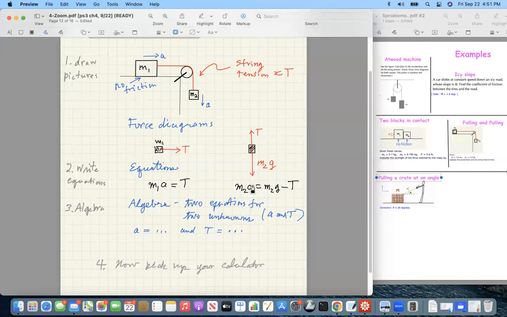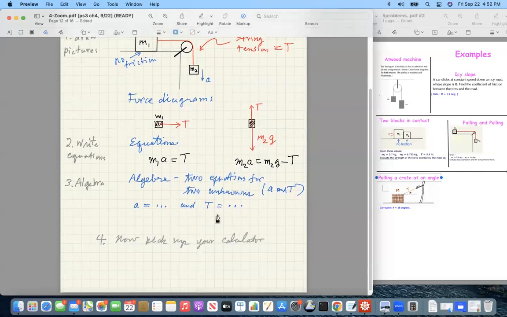So again, we have two equations for two unknowns. If we're told what the masses are, then the unknowns are A and T. So you can solve those two equations. Combining them, you'll be able to calculate A and T. And now you need your calculator because you're going to have expressions here. This expression will have to be evaluated for the numbers you know, namely the masses. And for that, you'll want to use a calculator.